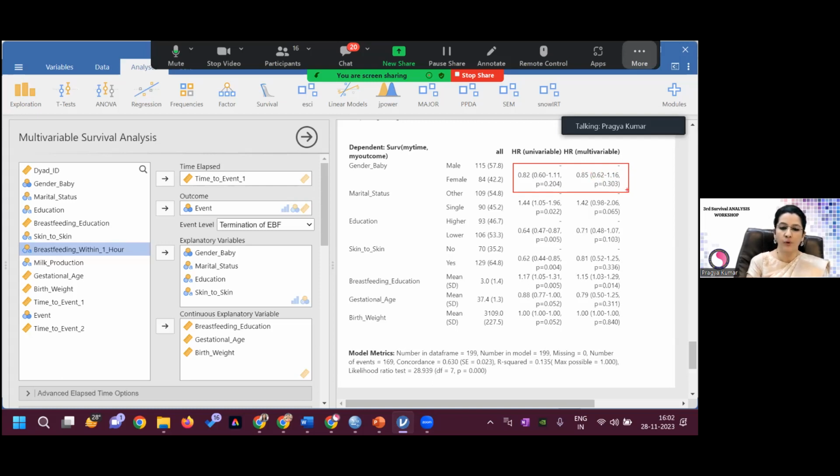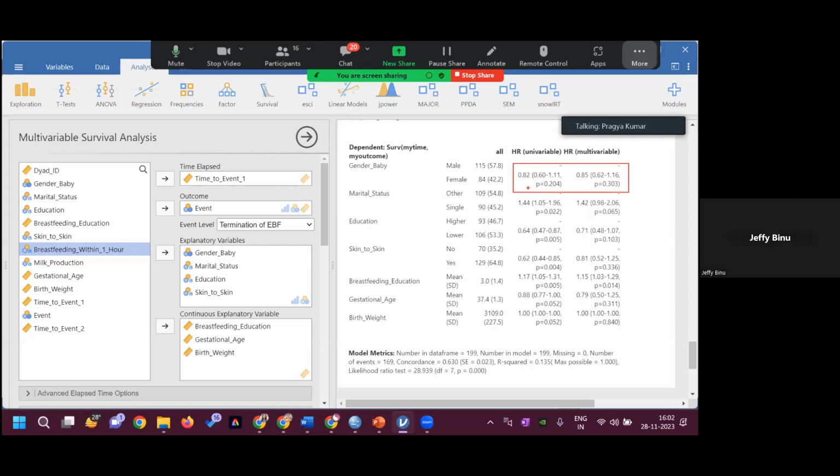So if I want to do the interpretation, although it is not significant, what interpretation should I give? So it is 0.82. So how did we learn that HR minus 1 will be your what? Here it will be how much percentage? 0.82 minus 1. What percentage will it have? 18%. But the sign will be?